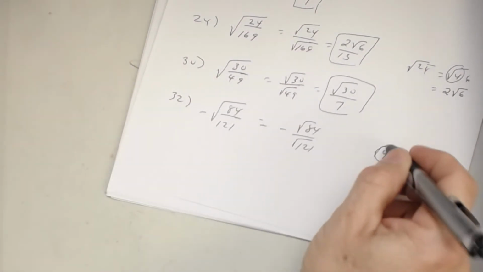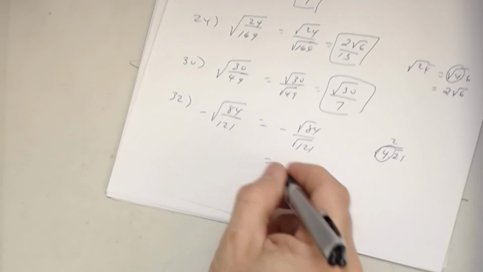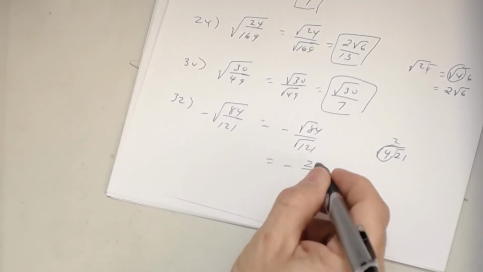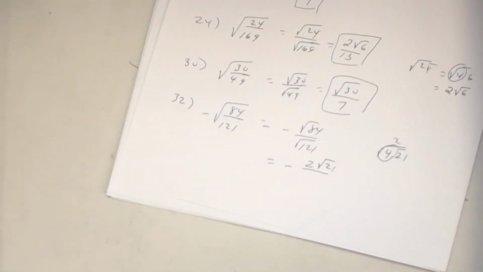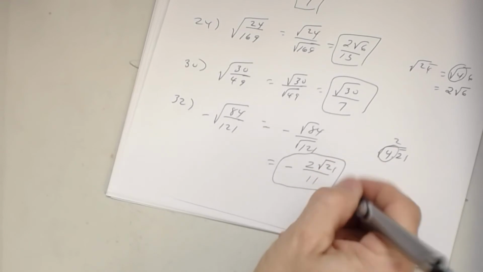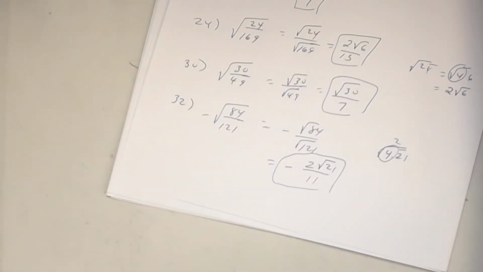We're good with that one. 4 is the largest. So what's the square root of 4 though? 2. So the numerator becomes 2 what? Square root of 21. But what's the denominator? 11. So there's your answer. That's all you do. Okay? That's all you do.